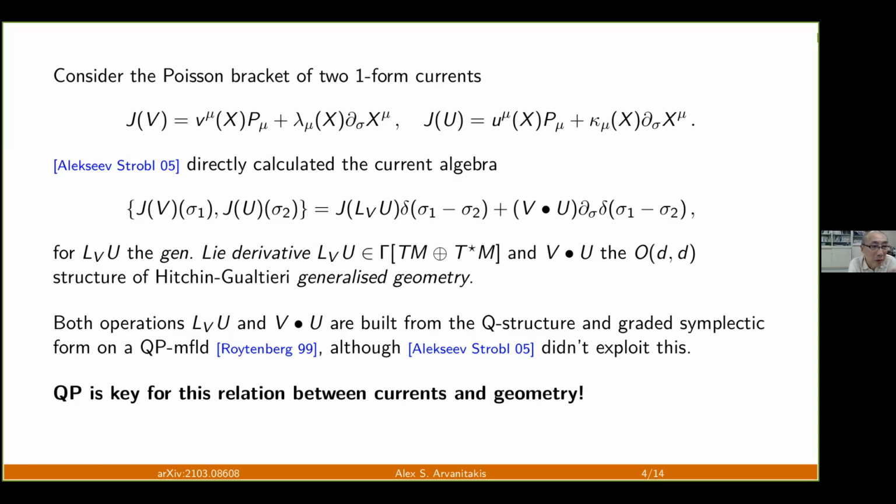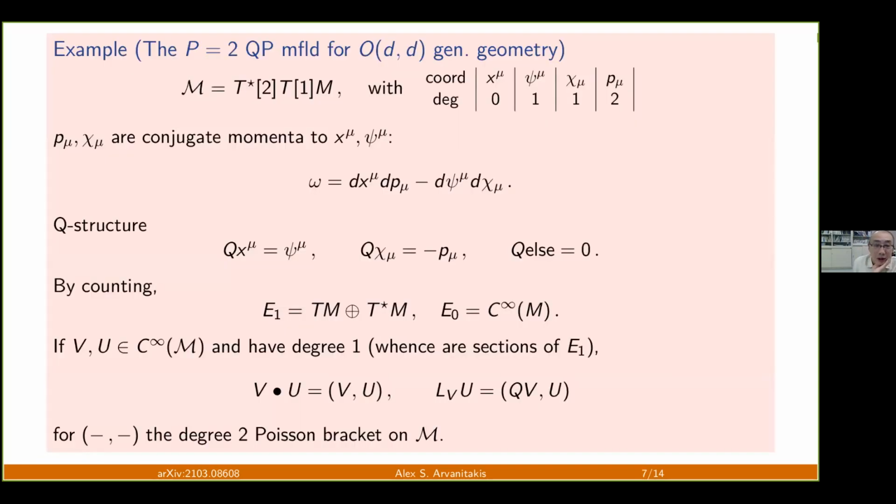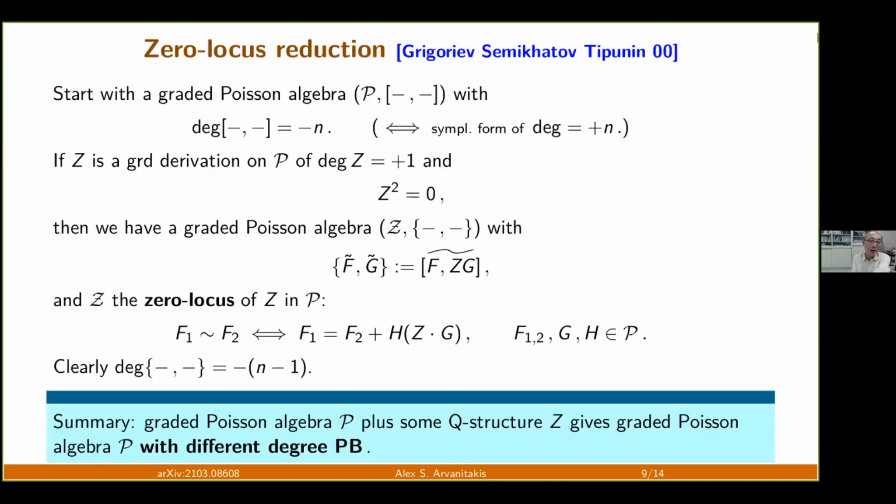Oh, thank you. Yeah, but I want to ask about the relation of zero locus reduction with such duality physics. Maybe zero locus reduction should also be formulated as a kind of canonical transformation in QP manifold. Yeah, I'd like to understand that better.